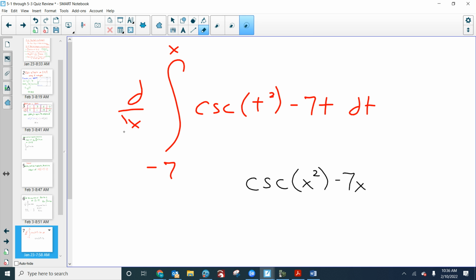Ready? Now what? Now you'd have to take the antiderivative, plug in x, plug in -7, and subtract. What kind of answer would that be? A function of x, and it would mean input x, output area. Good. It's not what it asked.